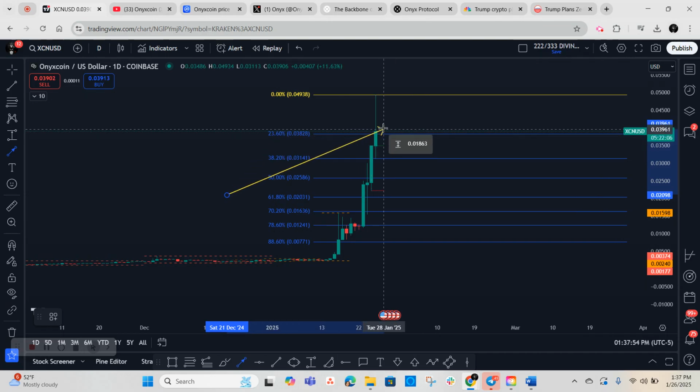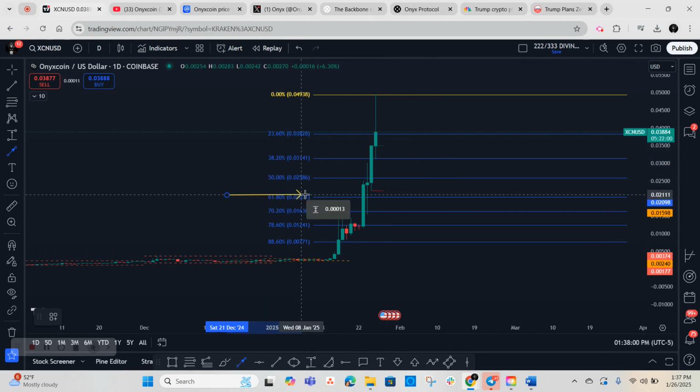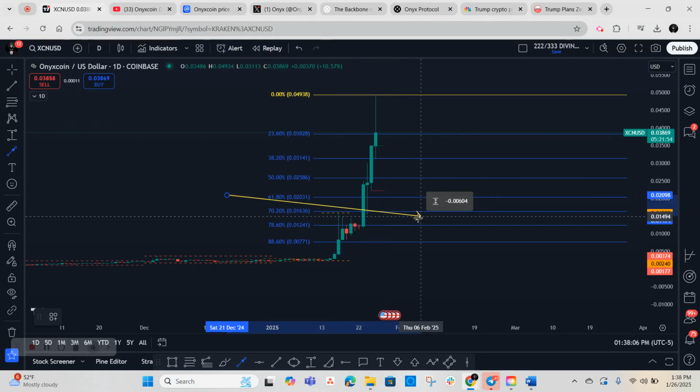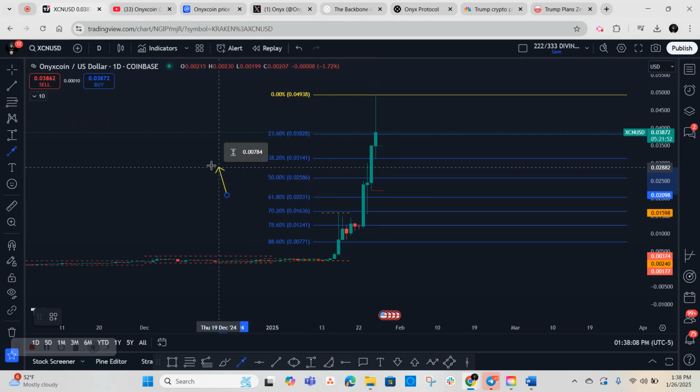Once this price crosses 23%, there's gonna be a strong possibility, guys, that we're gonna come back down to the 61% area. We still got a strong possibility to come down here, even lower. All right.